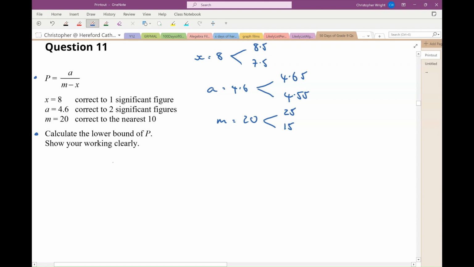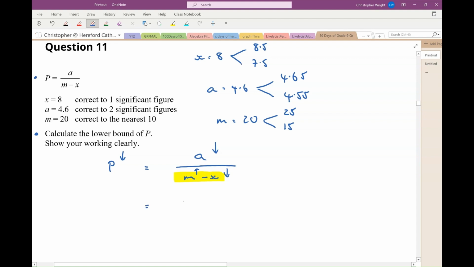Calculate the lower bound of p. Well, p is a divided by m minus x. We want p to be as low as possible. So we want the lowest possible numerator and the highest possible denominator. So we want m minus x to be as high as possible. So we'll take the highest m and the lowest x to make m minus x as high as possible.